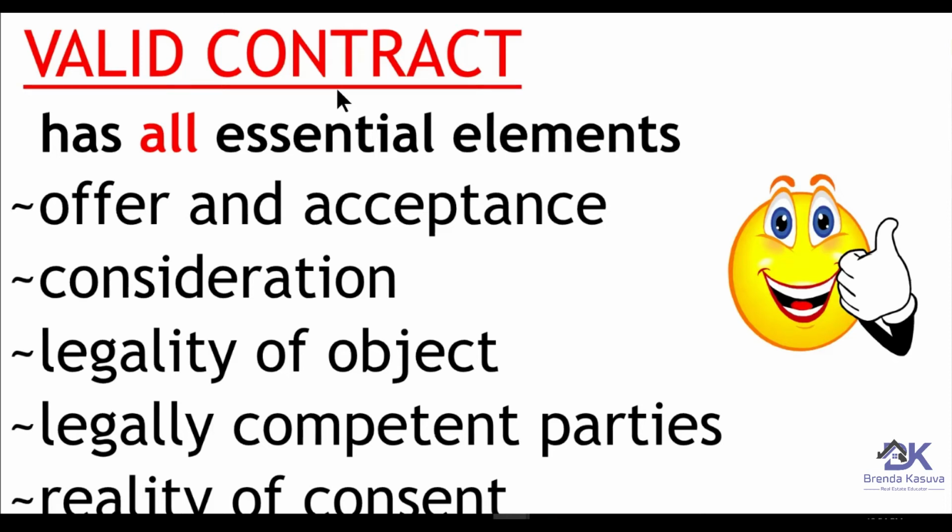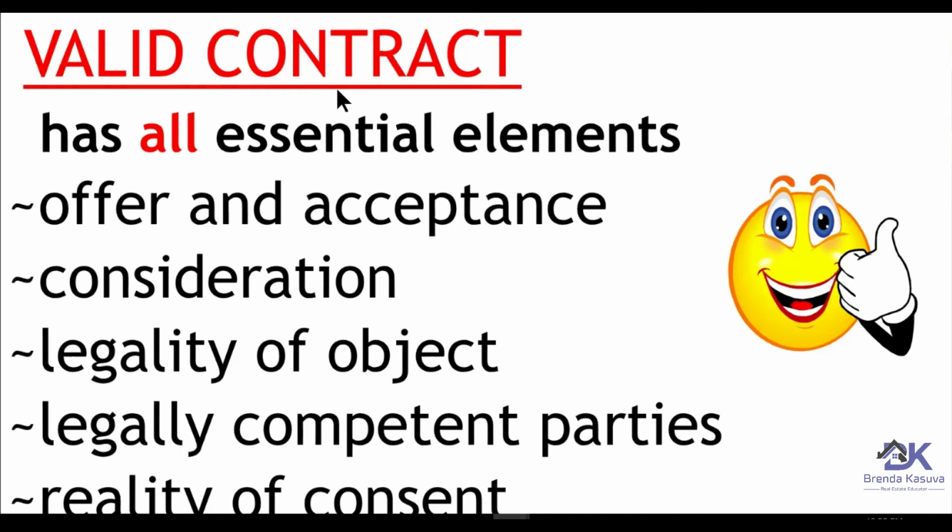So real quick, valid is where it has all 5. So what's the difference between a void contract and a voidable contract? A voidable contract is when it doesn't have all 5, when pretty much somebody breaches the contract. Did you say that's a void contract or voidable? Voidable. When someone doesn't have all 5 parts of the contract.